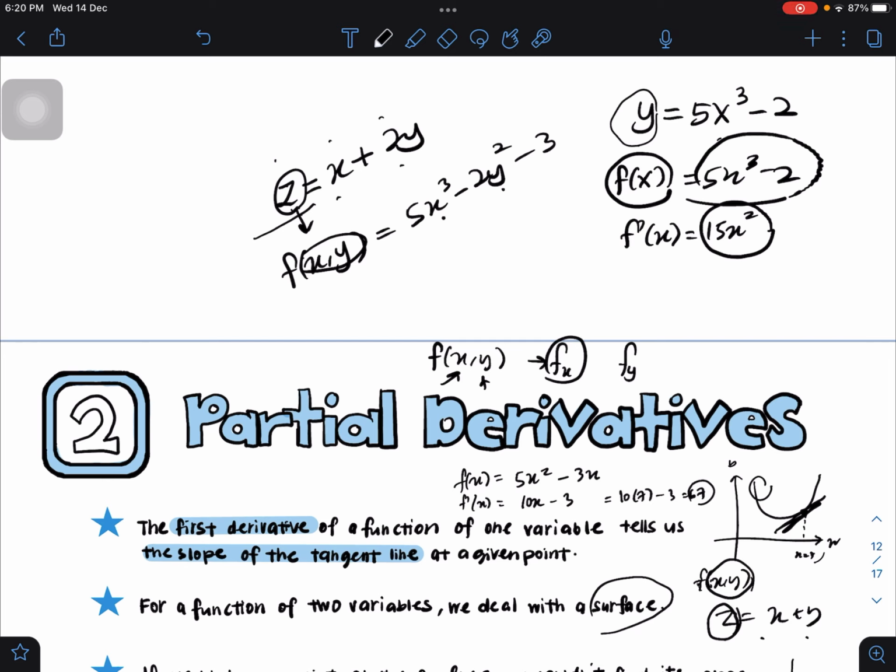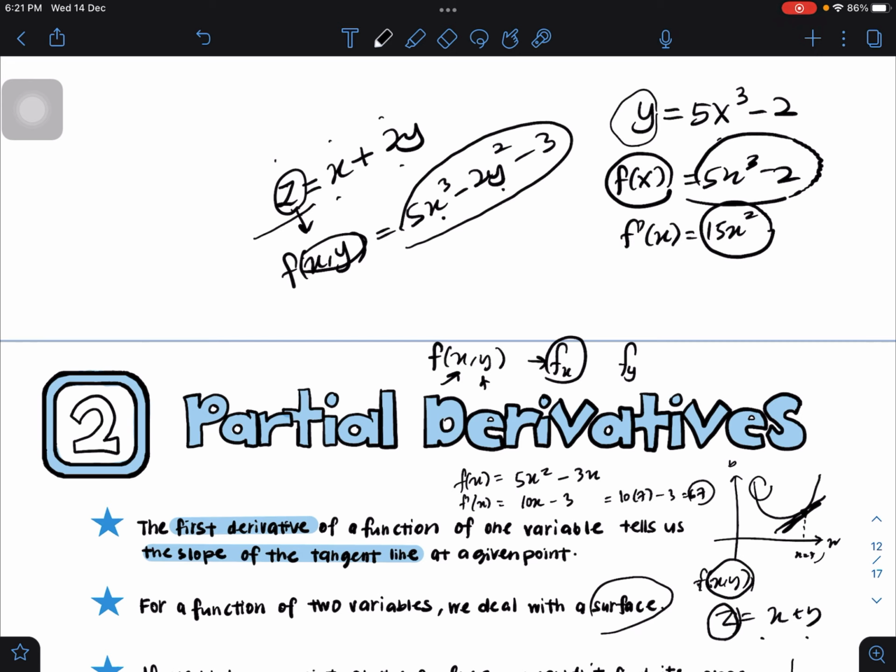That's why, in order for us to differentiate a function of two variables, which is in order for us to find the slope of the tangent line when it involves a two variables function, we need to decide in what direction we want that tangent line to be. Okay, if we want it to be in the x direction, we will differentiate this function in terms of x or with respect to x. But if we want it to be in the y direction, we will differentiate this one with respect to y.